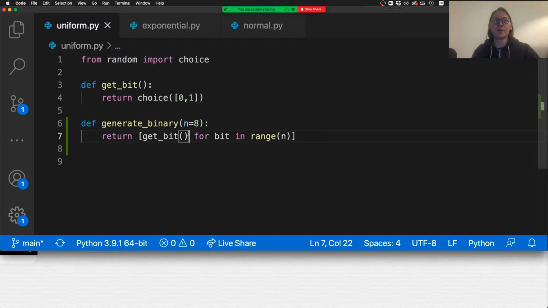Does everybody feel comfortable with this comprehension? I can break it out into a for loop if that's helpful. If you want me to do that, just put that in the Slack. But I'm going to assume you know what this is doing. It's just going to call get bit 8 or n times, right, and return a list of binary.